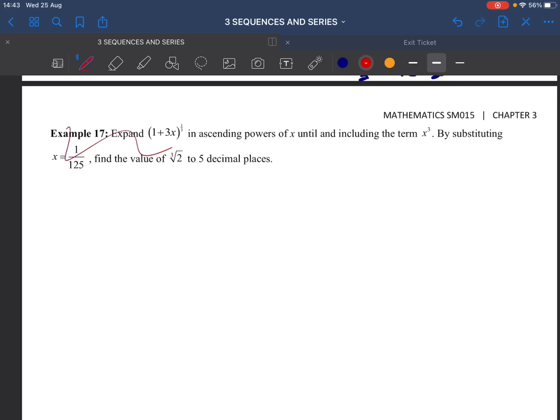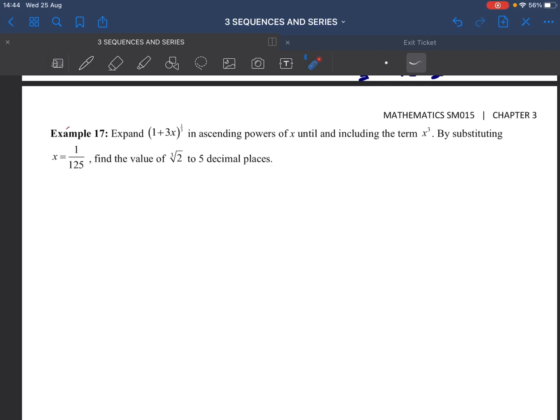Okay, nanti kita padam lah. Okay, so how to do this type of question. Okay, contoh. Okay, padam balik. So kita baca: expand 1 plus 3x to the power of 1 over 3. So we know that this is a binomial expansion question.